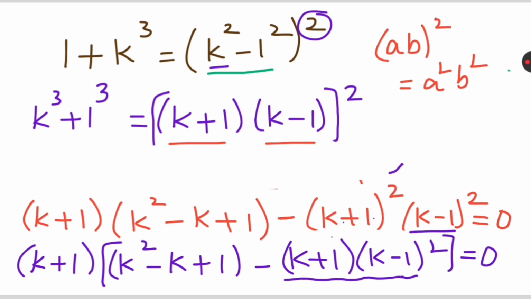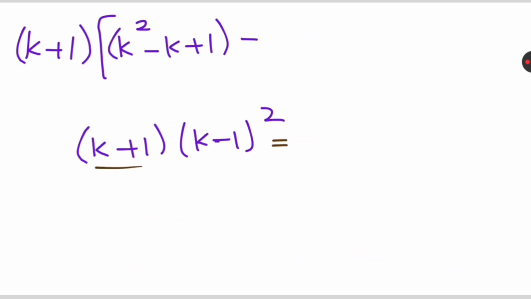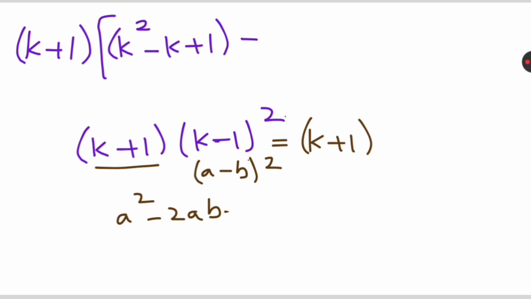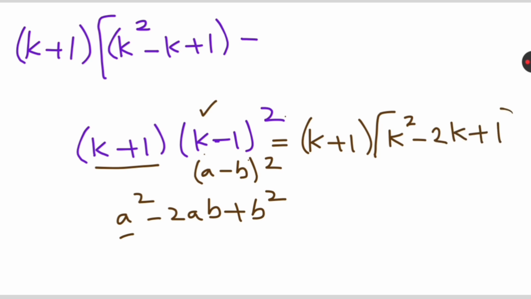Now expand this. What we have? (k plus 1) times (k minus 1) whole square. First we do (k minus 1) whole square. It is in the form of (a minus b) whole square. So what is the formula? a square minus 2ab plus b square. So let's write. Our a square is k square, minus 2ab, ab is k times 1, which is k, plus b square is 1.